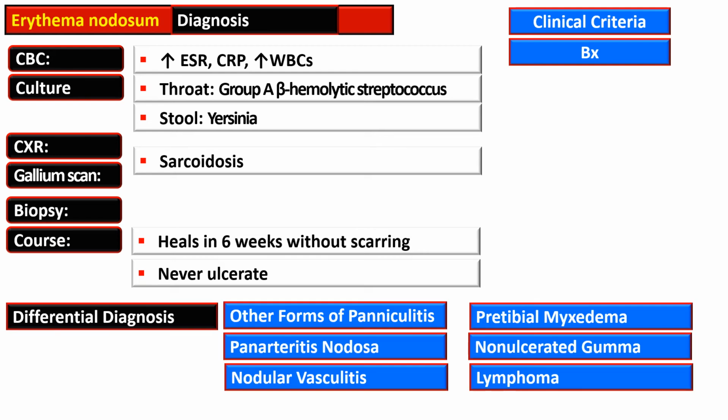It should be differentially diagnosed from other forms of panniculitis, panarteritis nodosa, nodular vasculitis, pretibial myxedema, non-ulcerated gumma, and lymphoma.